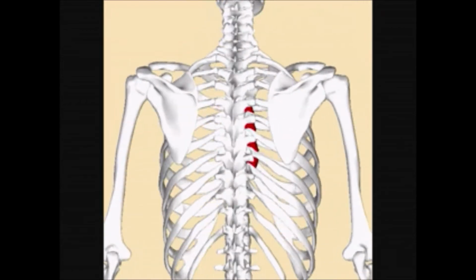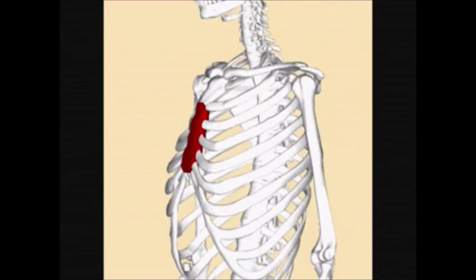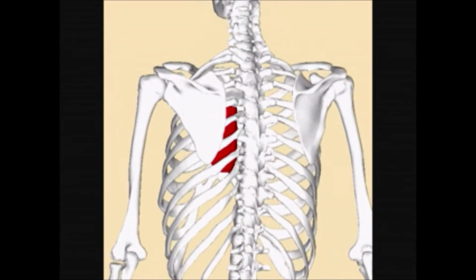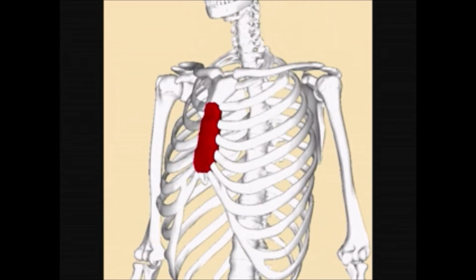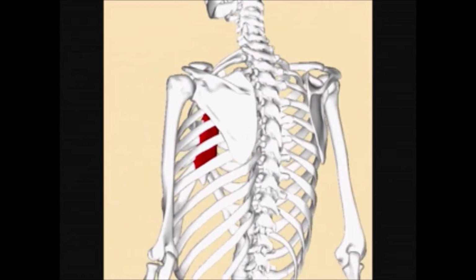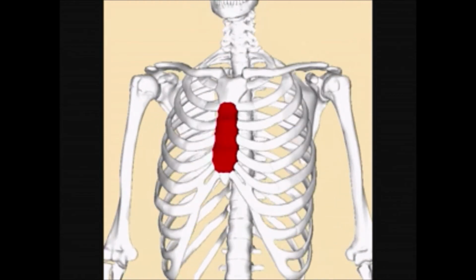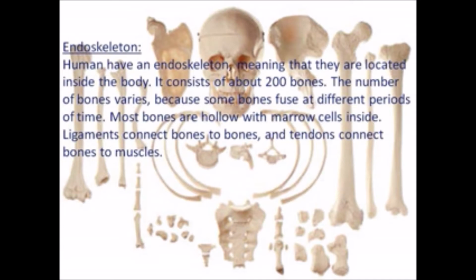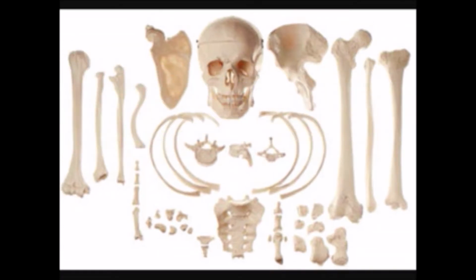Endoskeleton. Humans have an endoskeleton, meaning that the bones are located inside the body. It consists of about 200 bones, to be exact 206 bones. The number of bones varies because some bones fuse at different periods of time. Most bones are hollow with marrow cells inside. Ligaments connect bones to bones and tendons connect bones to muscle.